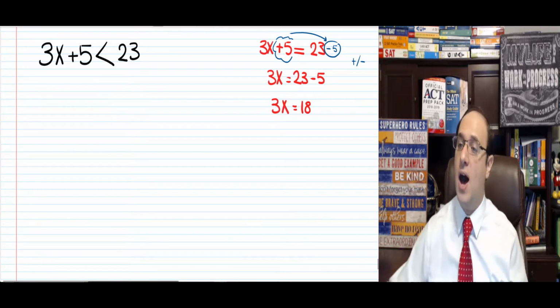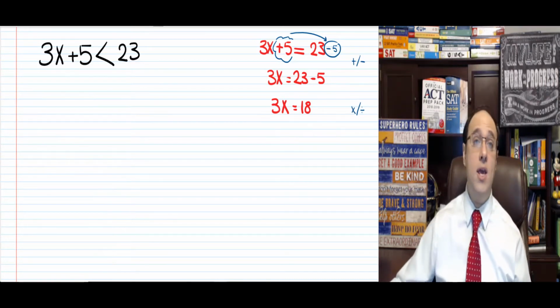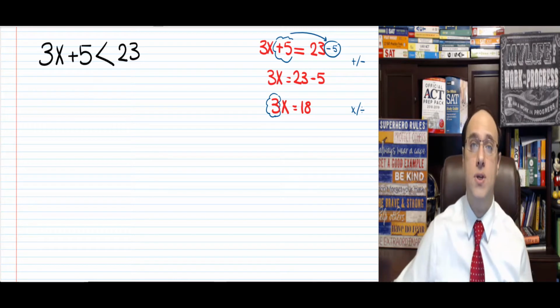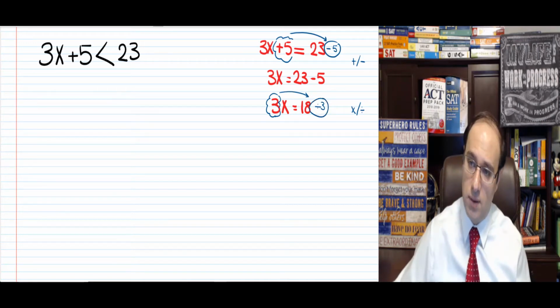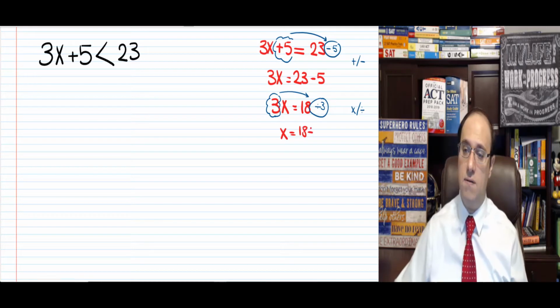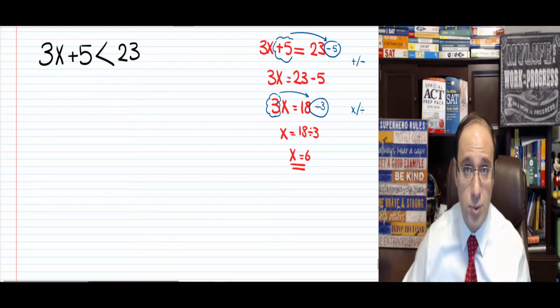Second step, I get rid of the multiplication and the division. Right here I have 3x, which means 3 times x, which means x times 3. That means the 3 is multiplied by x, so it goes to the other side as divided by 3. Rewrite. X equals 18 divided by 3. X equals 6.